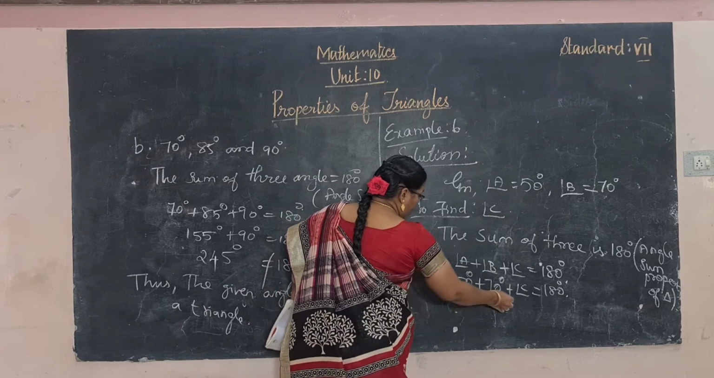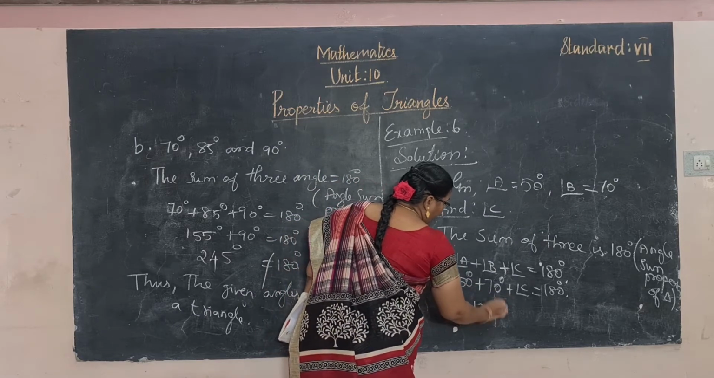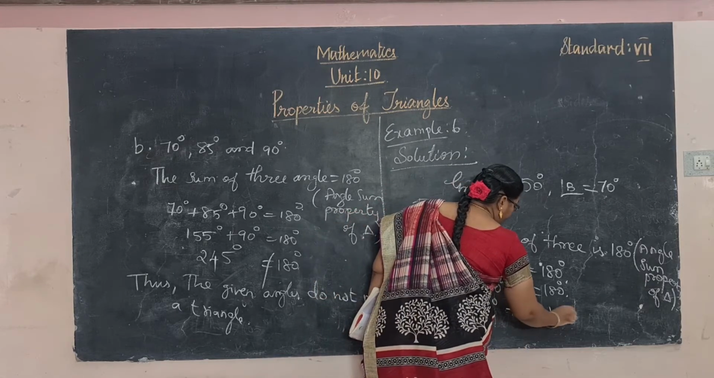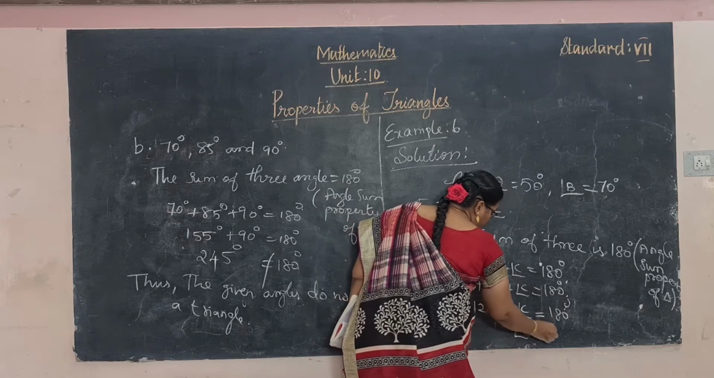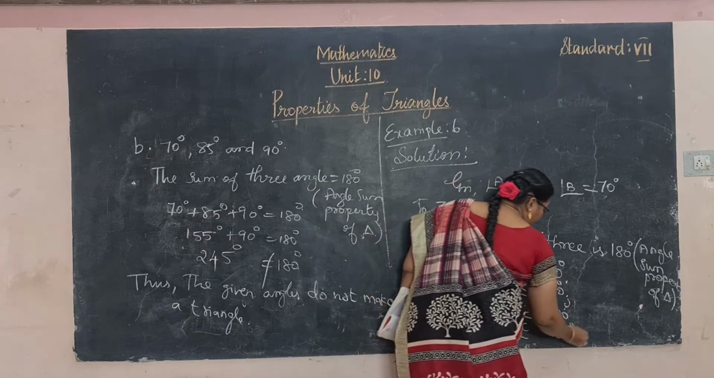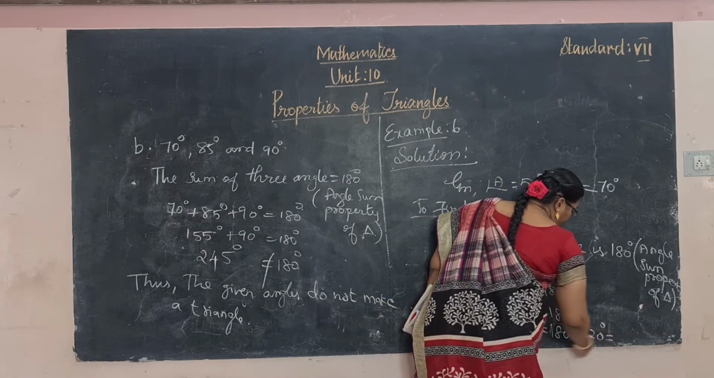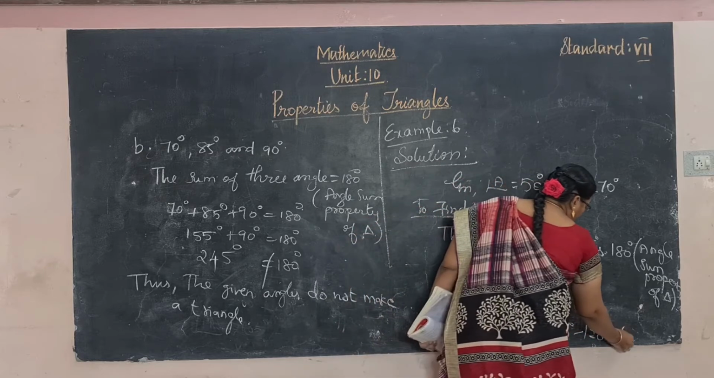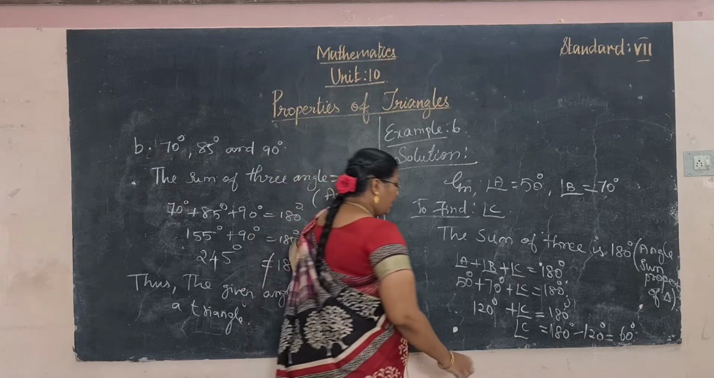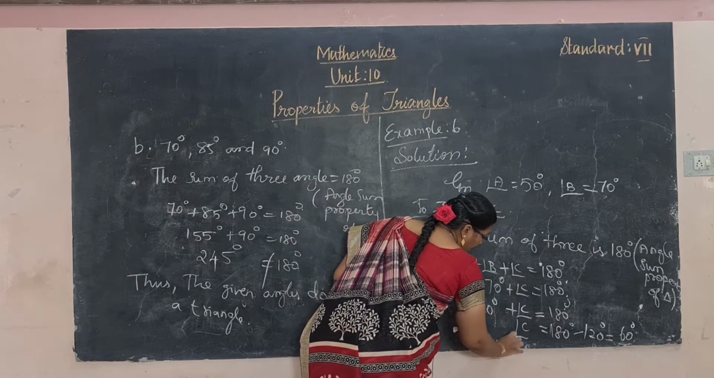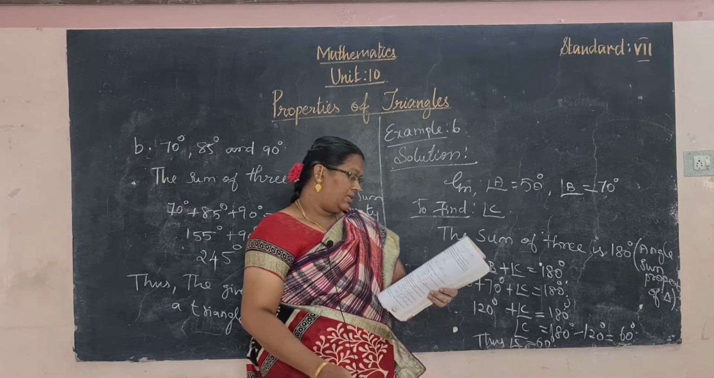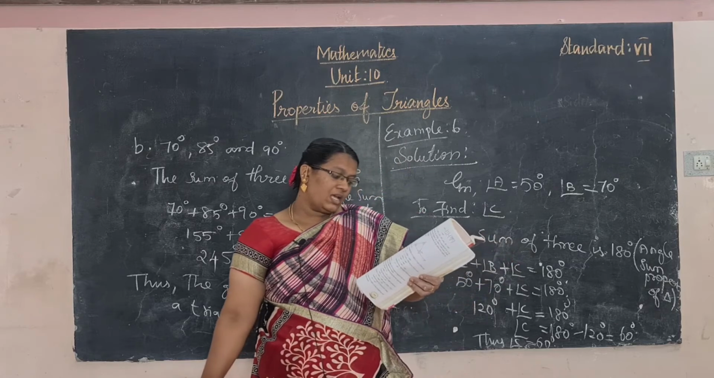Okay, and next, now add these two angles. What we get? 120 degree. Here angle C plus 120 is equal to 180 degree. Move to the other side, subtract by using the transpose method. So 180 minus 120, 60 degree. So angle C is equal to 60 degree. That's it. Now move to the next one, example 7.